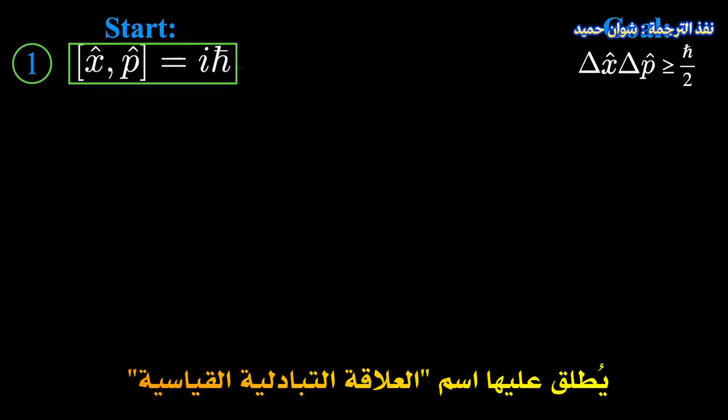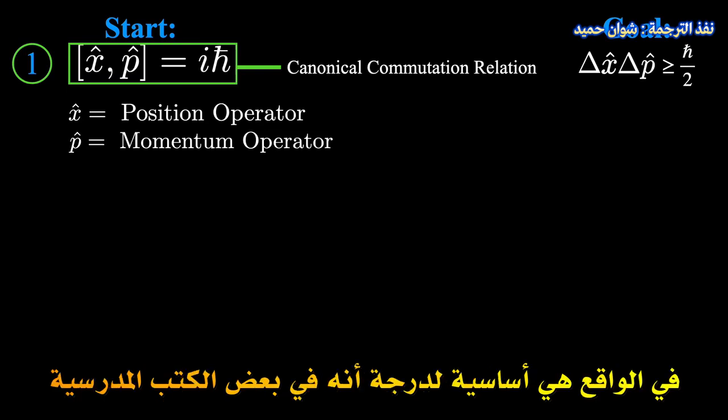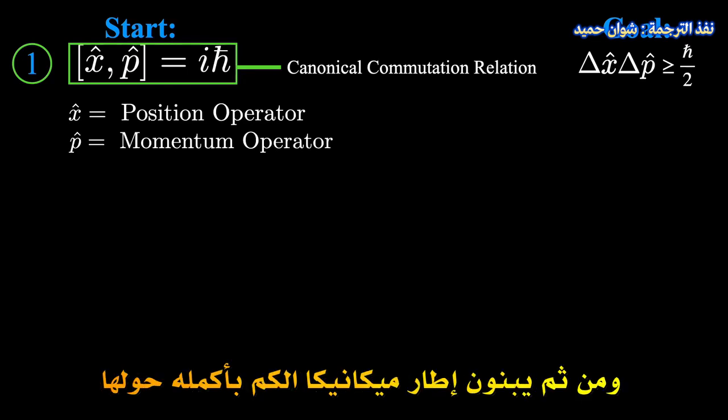Well, it goes by the name of the canonical commutation relation, and it's a fundamental relation between the position operator and momentum operator. In fact, it's so fundamental that in some textbooks, certain authors will take it as a starting point and then build the entire framework of quantum mechanics around it.